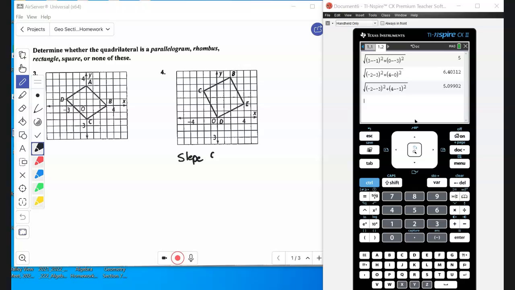Slope of C to D, which is rise over run. So it's 1, 2, 3, 4, so 4 over 2, and that slope is negative. The slope of BE is also 4 over 2, and it's negative. That tells me that these two segments are parallel.